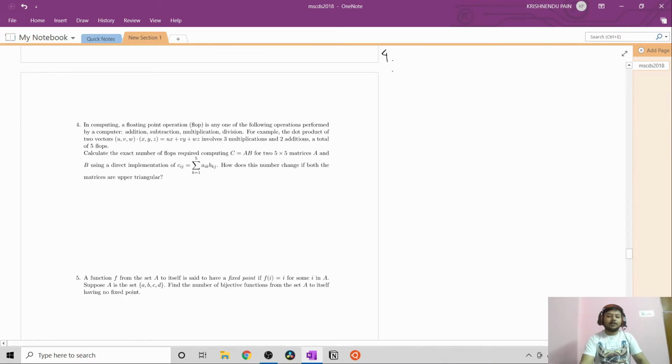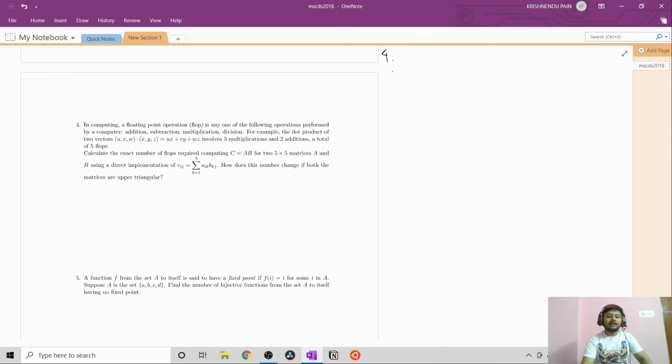Question number 4. A floating point operation, flop, is any one of the following operations performed by a computer: addition, subtraction, multiplication, division. The dot product between the two vectors u, v, w and x, y, z performs 3 multiplications: u with x, v with y and w with z, and 2 additions. A total of 5 flops.